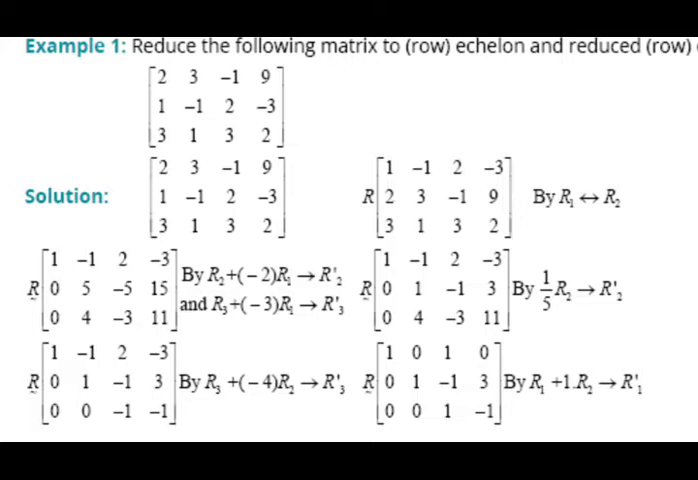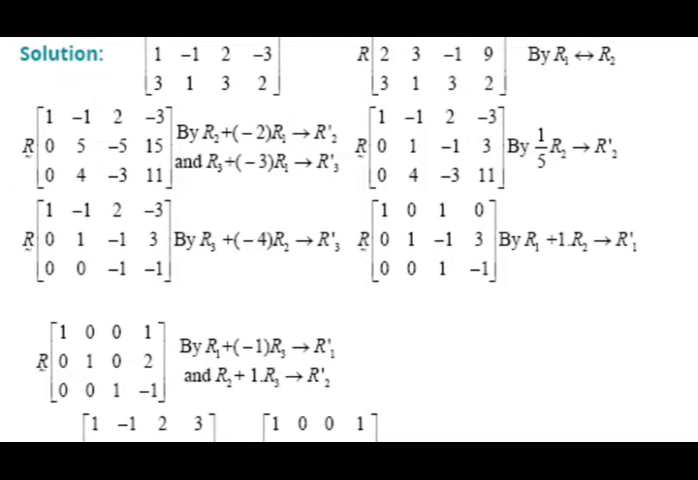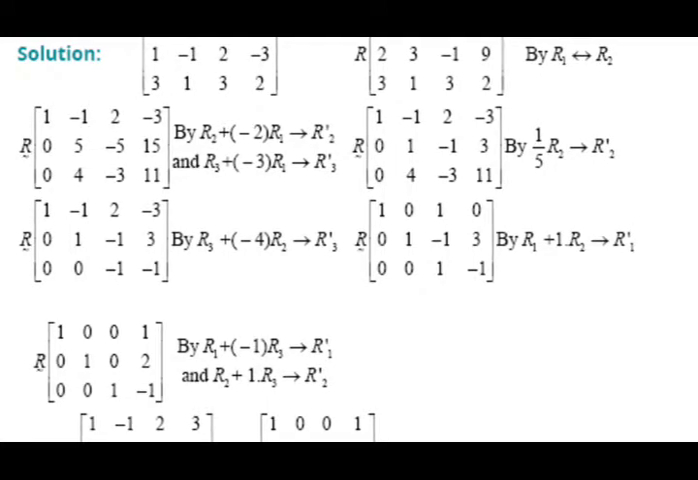And then we make -1 above 1 equal to 0. We simply add R2 in R1. Now we complete our second column. Now we move toward the third column.